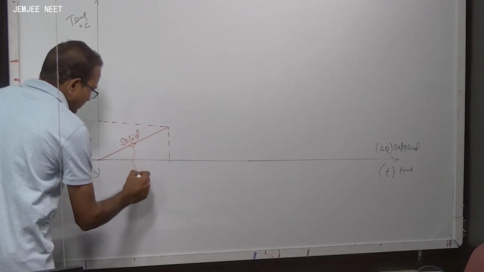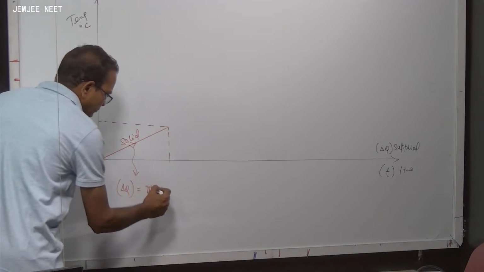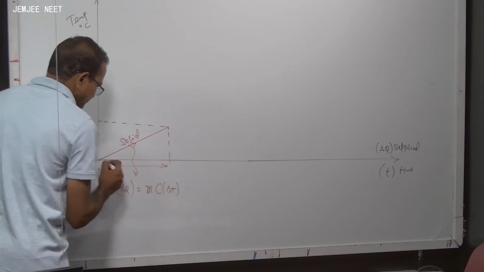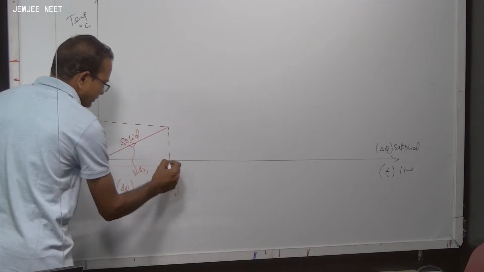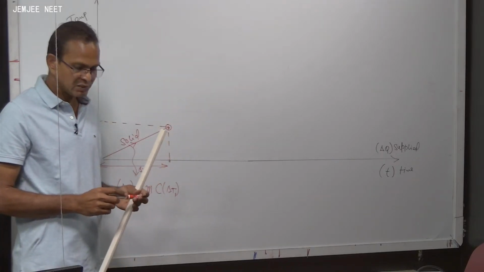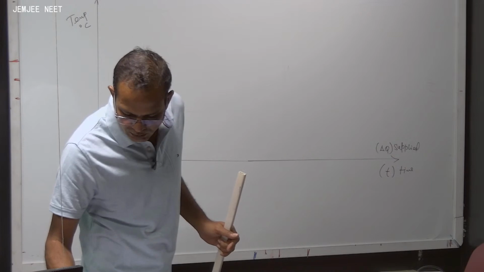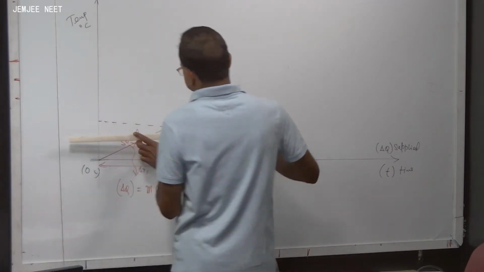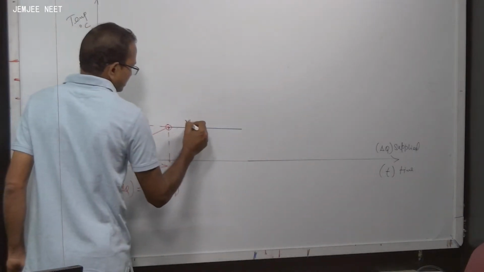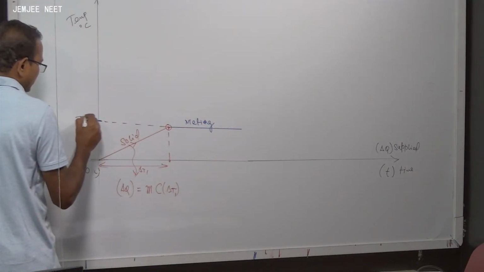So in this region, what is delta Q? The heat that you supplied is equal to mc delta T. This is delta T1, let us call it. This point where it stopped is the point where your solid started melting. So this is clearly the melting point, the temperature of melting.